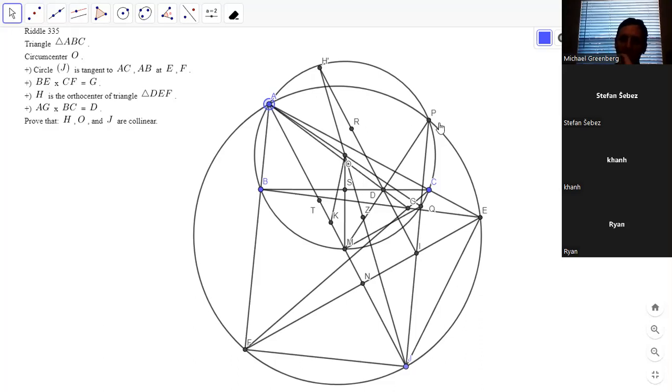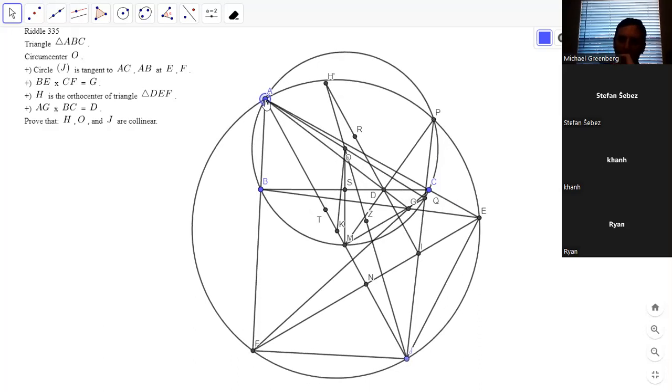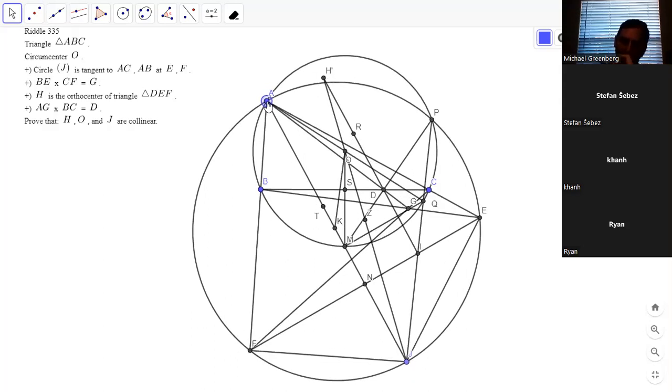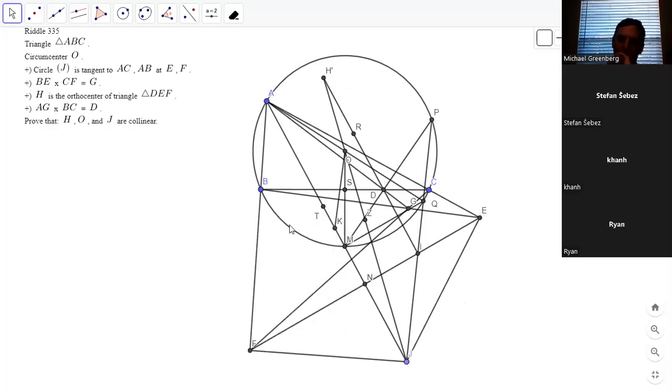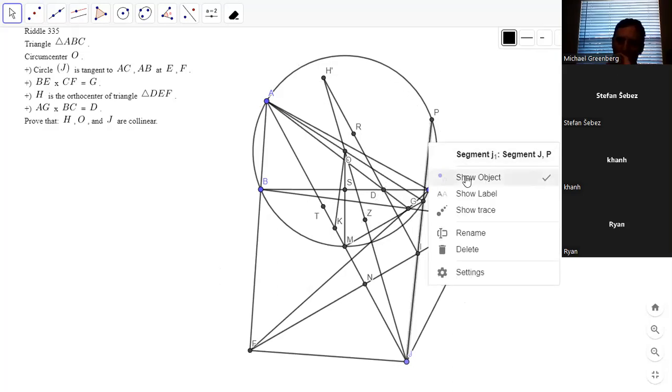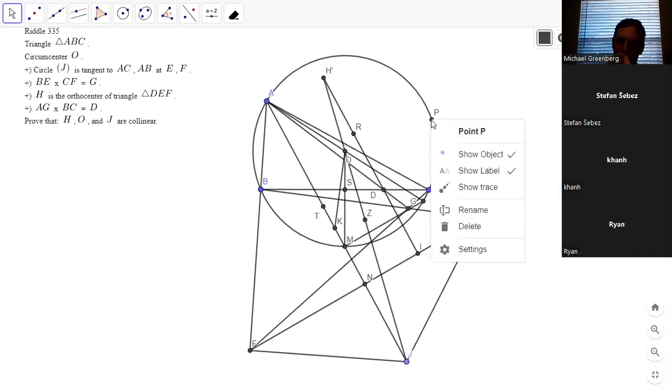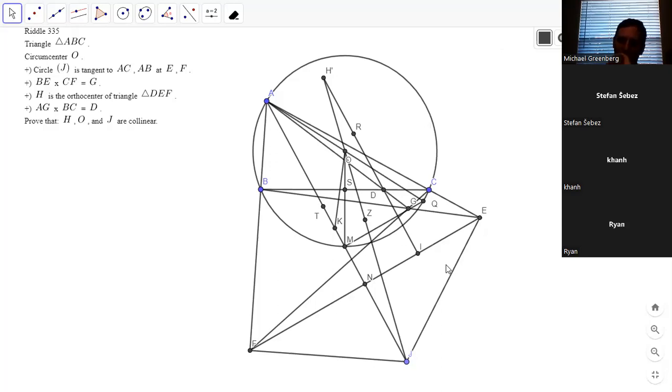Yeah, I wonder if we need point P for all this. Like, and if we need the circle even. I'm gonna hide a bunch of stuff because I feel like it'll just make it easier in my brain. Well, yeah. It was interesting, but maybe we could just do with less.